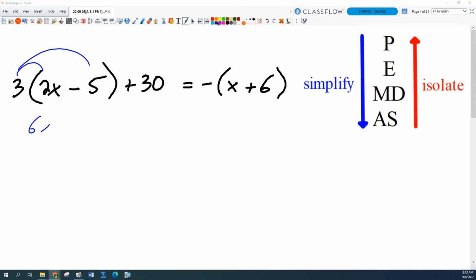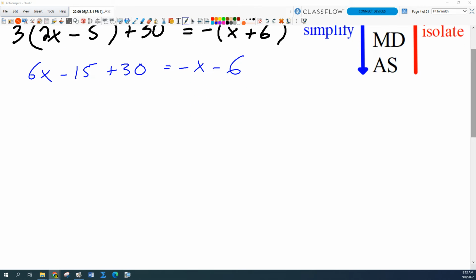So that's giving me 6 minus 15 plus 30 equals, and how about this side? Okay, good. I'll distribute that negative 1, and I get negative x minus 6. I can simplify, like over here, this is kind of nice. The negative 15 plus 30 just combines to a plus 15, right?